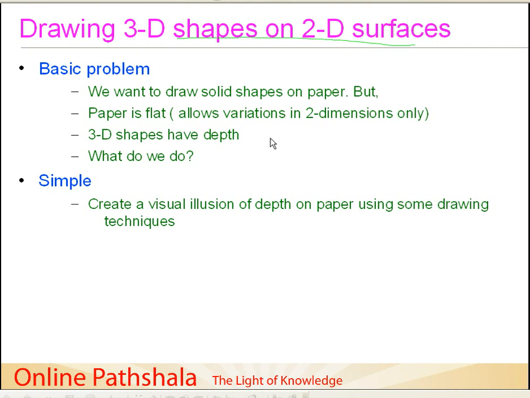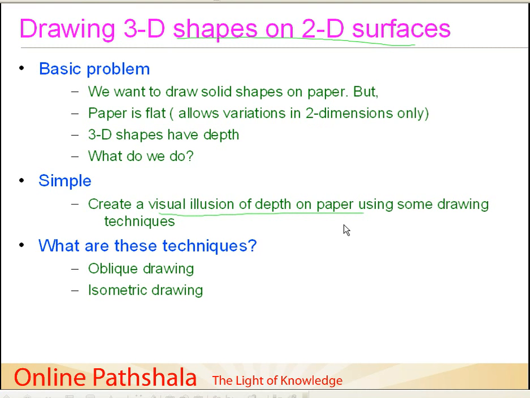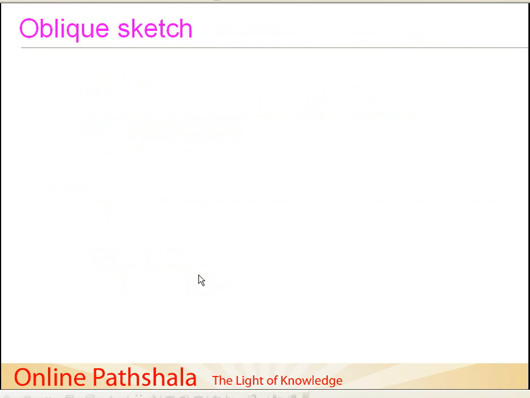Well, the answer is quite simple. We create a visual illusion of depth on paper using some drawing techniques. These two techniques are what we call oblique drawing and isometric drawing. They allow us to create the illusion of depth on paper for 3D shapes. So now let us explore these techniques in more detail. We start with the oblique sketch.